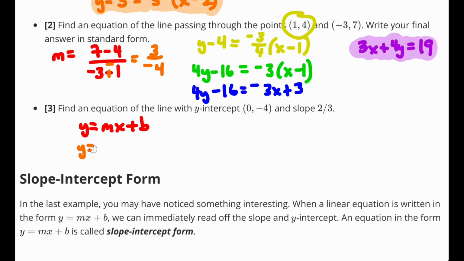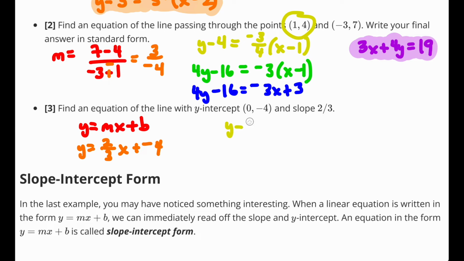So all you have to do is plug in the slope, that's the m right here, is going to be 2/3, and the b is just whatever the y-intercept is. In this case, it's -4. So you basically can write that as the answer, y equals 2/3 x minus 4 or plus -4. It doesn't really matter.